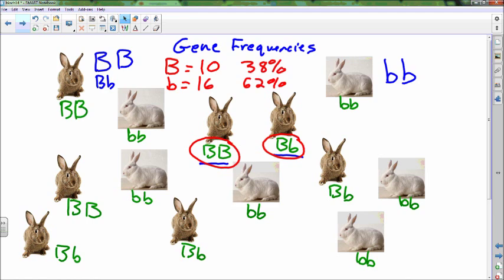we should get pretty much 62% recessive genes and 38% dominant genes. And that should occur from one generation to the next all the way down. That should not change unless there's something that is not random that is happening to this population. And we'll have to talk about what those things are. Okay?